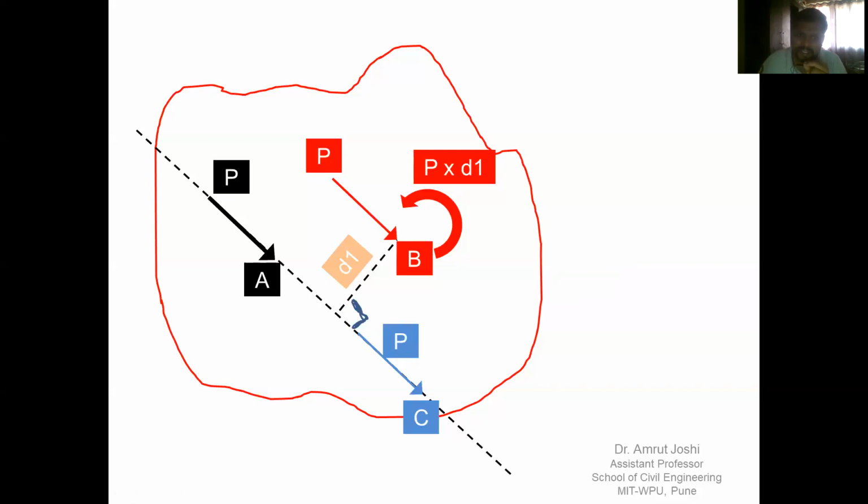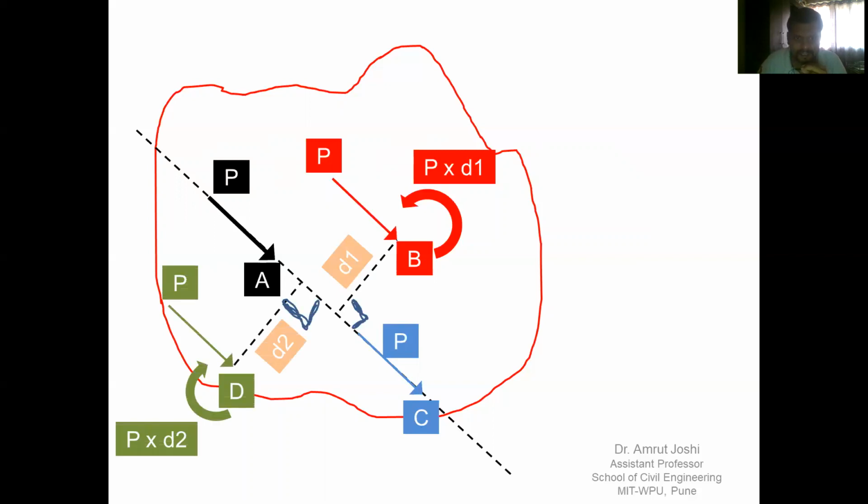Now you will imagine, as I go on changing the location of point B on the right hand side of the line of action of force, distance D1 will go on varying, and therefore P into D1 will go on varying. So we observe a very important point here. Moment of a force at different points on the body have different magnitudes.